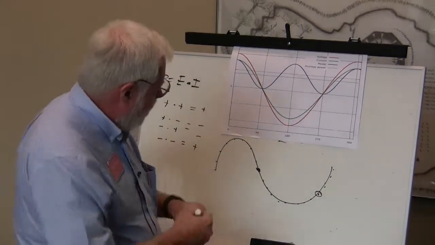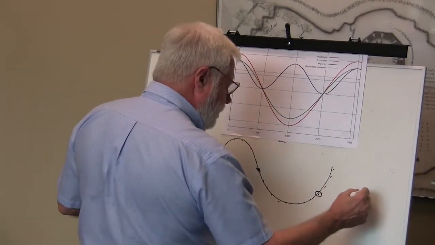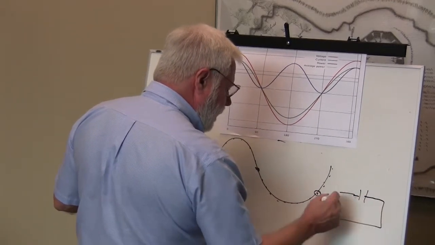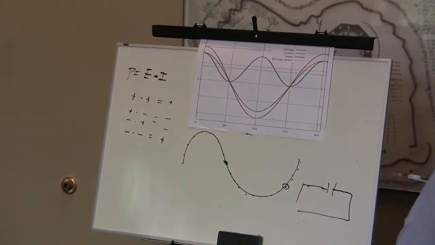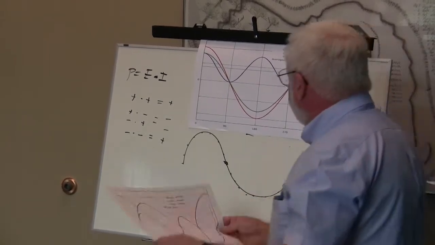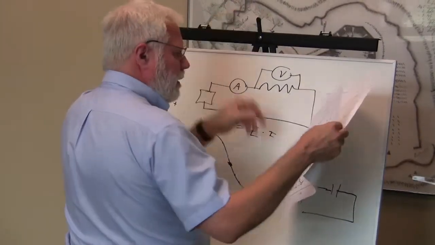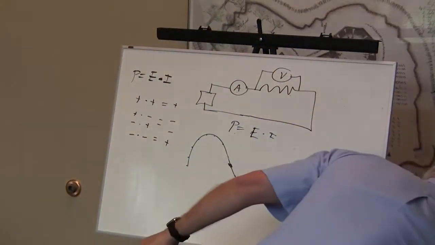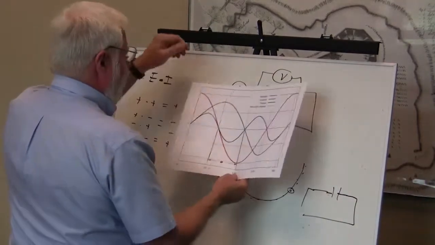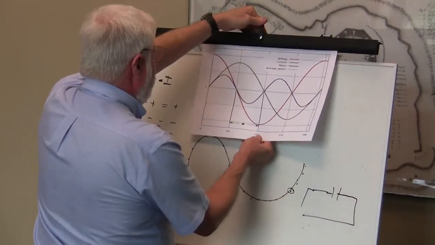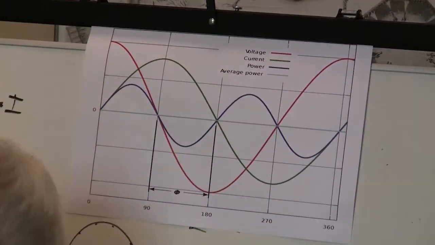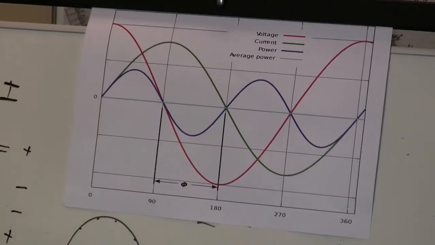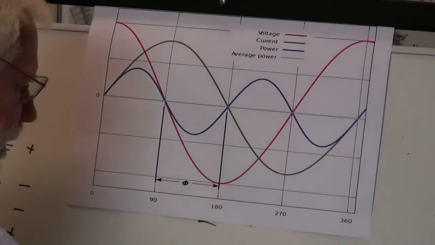Now, what if we change this to have a capacitor or inductor, either one, instead of a resistor? Something interesting happens. Here we have a curve of an inductor or a capacitor. It's a little more complicated, but you're going to be able to handle this. It's not going to confuse you once you understand it, and you're going to think this is kind of cool.